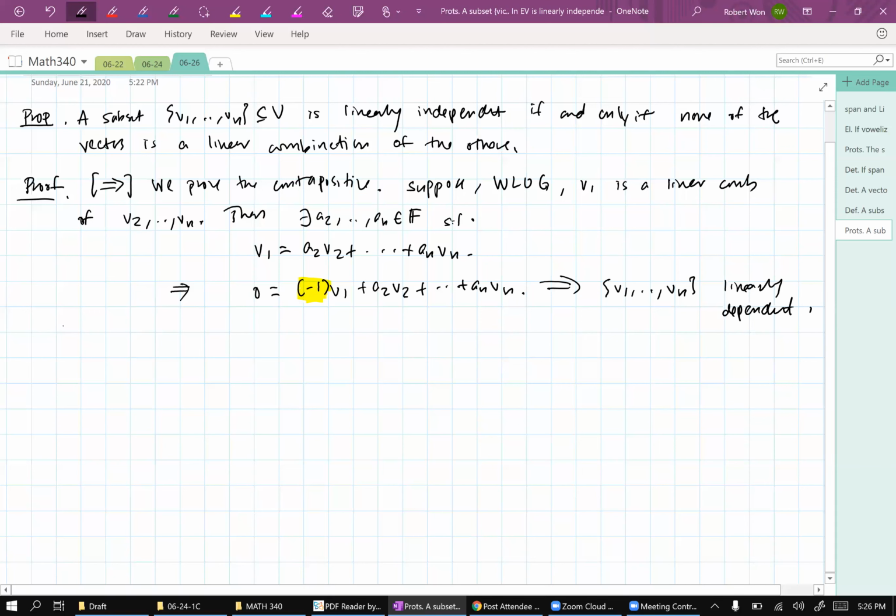Okay, a similar proof for the converse. Let's again prove the contrapositive. The contrapositive of the converse is: if the subset is linearly dependent, then one of the vectors is a linear combination of the others. So for the contrapositive of the converse, we can suppose that V1 through Vn is linearly dependent.